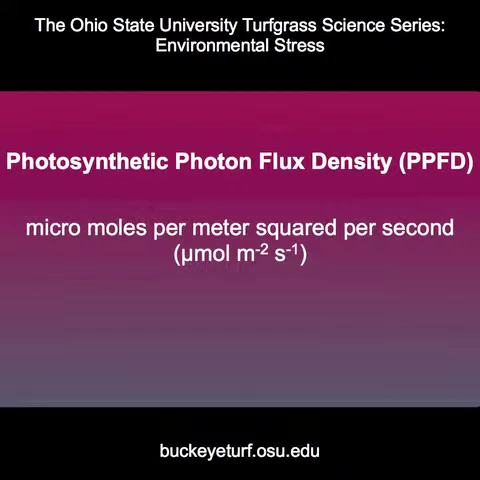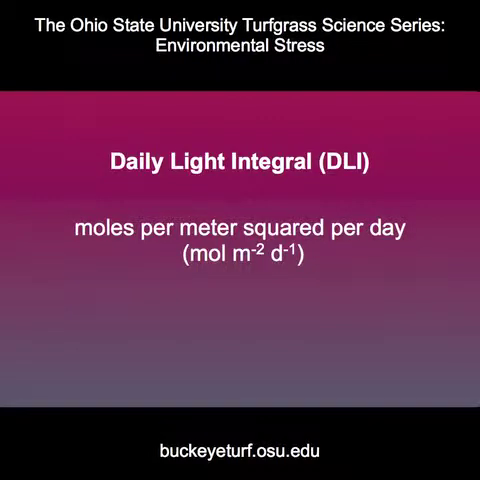The term daily light integral is used to describe the total quantity of light delivered over an entire day, and is measured in moles per meter squared per day. The greatest difference in daily light integral during the winter occurs between the northern and southern halves of the United States, and the greatest difference in summer occurs between the eastern and western halves of the United States.